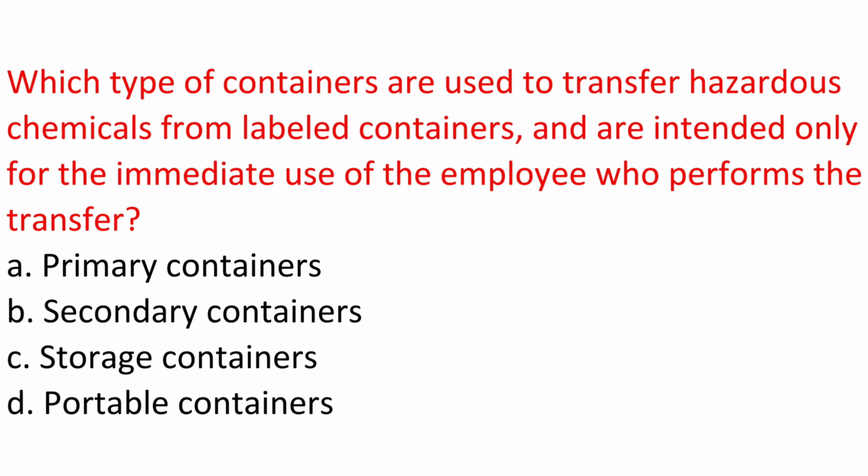Question: which type of containers are used to transfer hazardous chemicals from labeled containers, and are intended only for the immediate use of the employee who performs the transfer? A. Primary containers. B. Secondary containers. C. Storage containers. D. Portable containers.